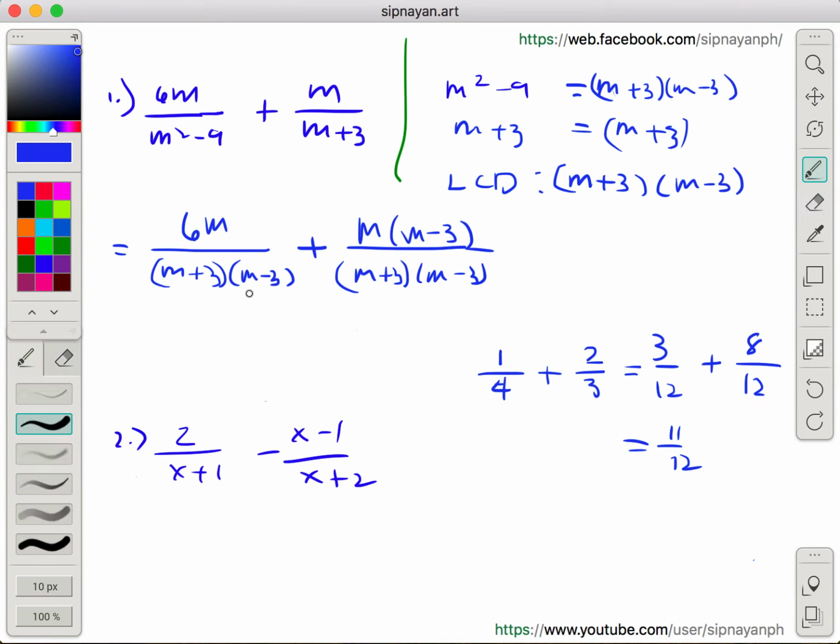Now, pareho na yung denominator nila, so pwede na natin silang pagsamahin as one rational expression. Parang ito, pareho yung denominator ng ibang fraction. But since pareho yung denominator, we can add or subtract. In this case, add. So, ito na yung kanyang pinakasagot. We can just combine isang denominator na lang, which is m plus 3 times m minus 3. And then, we have 6m, then plus m times m is m squared minus m times 3 is 3m.